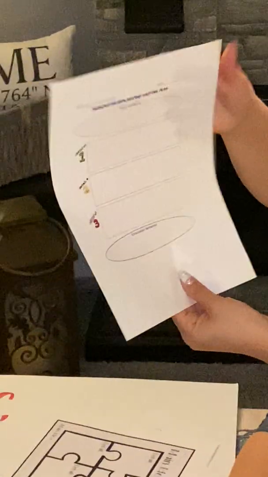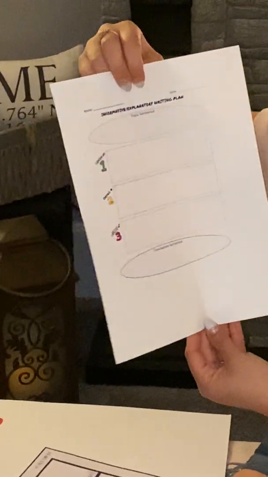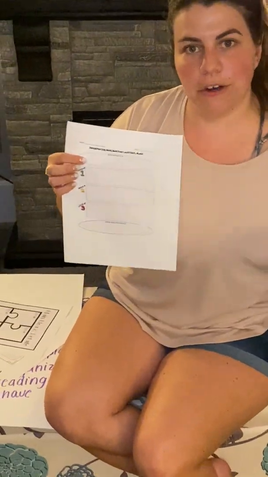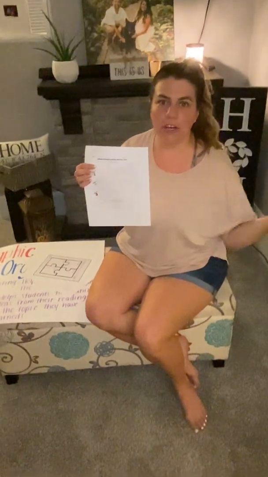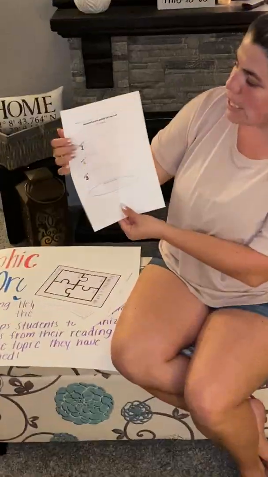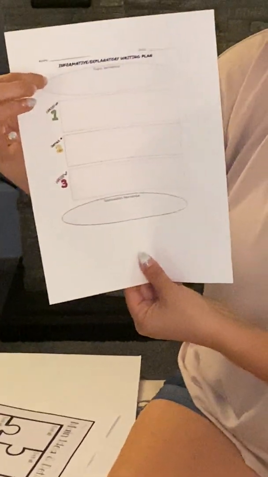This last one is one of my favorite ones. So this is an informative and explanatory writing plan. So for example, you would do the topic sentence. So you could do how to plant your own garden. This would be really good for the younger ages, like kindergarten through 3rd grade, because they're really into nature and learning how to plant and do all those things. So for example, I could do how to plant a garden.